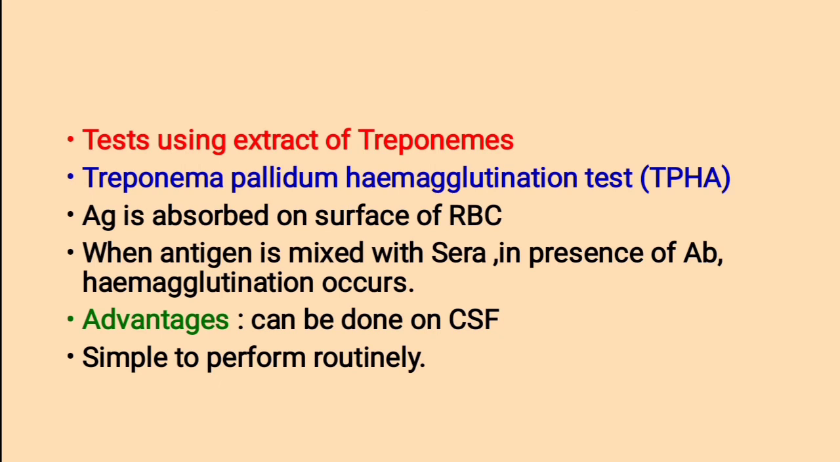Test using extract of Treponema. What is the test? Treponema pallidum hemagglutination test. Antigen is absorbed on the surface of RBC. When antigen is mixed with sera in the presence of antibody, hemagglutination occurs. What is the advantage of TPHA? It can be done using cerebrospinal fluid and is a simple to perform routine test.